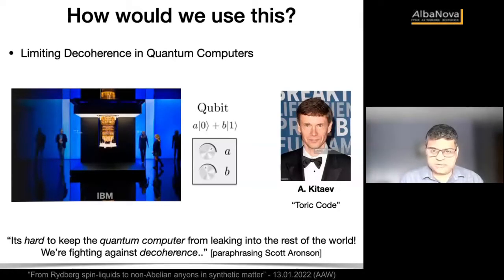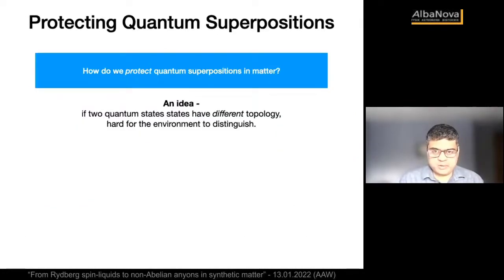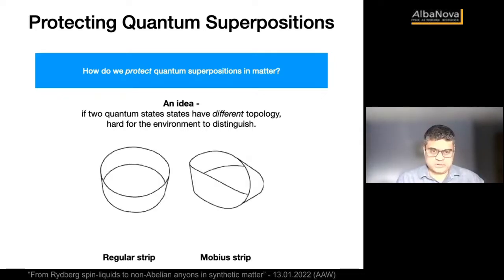Okay, so to give you a more intuitive idea of why this may be helpful, how you could protect these kind of quantum superpositions. The idea, of course, being that you use states of different topology to encode your quantum information. And it's very hard to tell the distinction, topological distinction, in a way that is local, so in a way that you could expect the environment to be able to detect. Okay, so just to give you a very hand-waving example, here's a contrast between a regular and a Mobius strip.